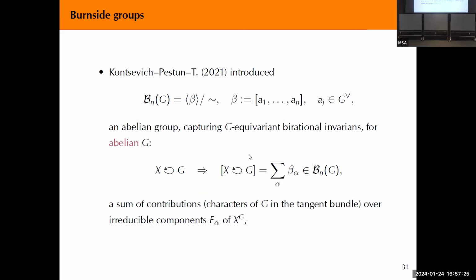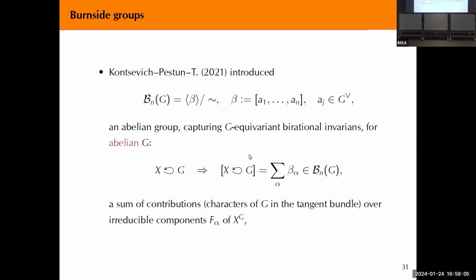Then we can, of course, look at varieties together with G actions, and in particular actions of abelian groups. And there was a paper of Maxim, Pestun, and myself several years ago. It's a group on n-tuples of characters up to permutation and some relations. You take the quotient, and it turns out that that thing, which we call B_n(G), captures G-equivariant birational invariance, which means that if you have an action of an abelian group on X, you write down the class of the action in that group, and that's a well-defined birational invariant.